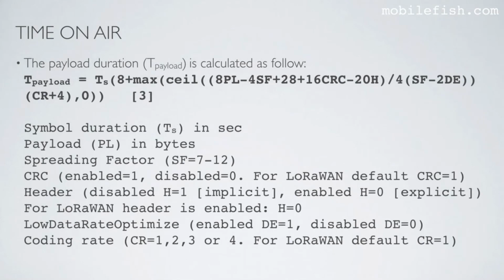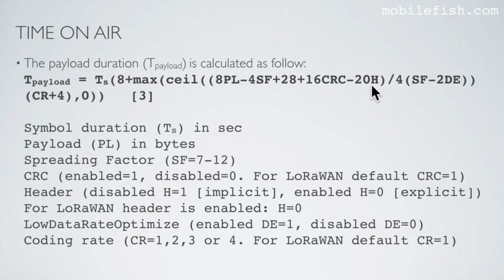The payload duration is calculated using this equation. This is the symbol duration in seconds. This is the payload in bytes. This is a spreading factor. This is the cyclic redundancy check. If enabled, this value is 1. If disabled, this value is 0. For LoRaWAN, the cyclic redundancy check is 1.